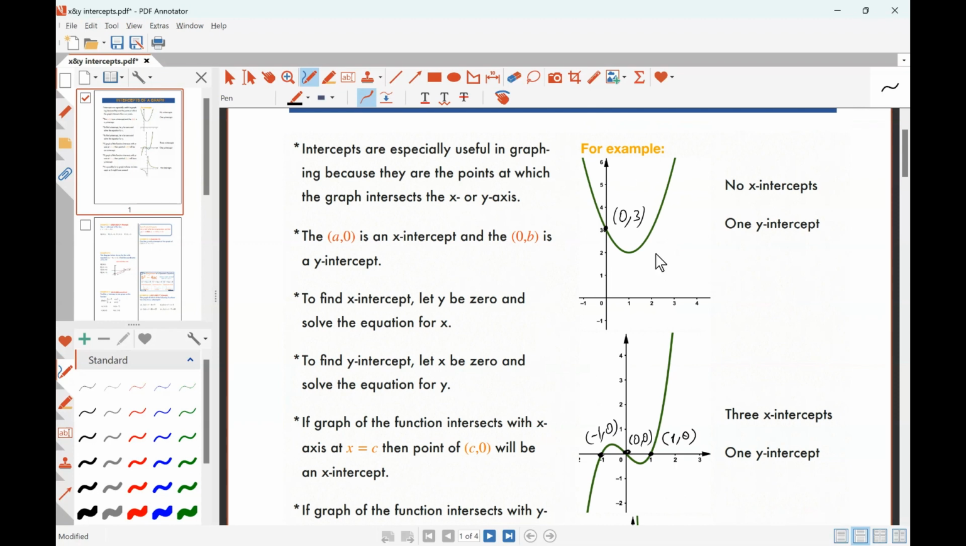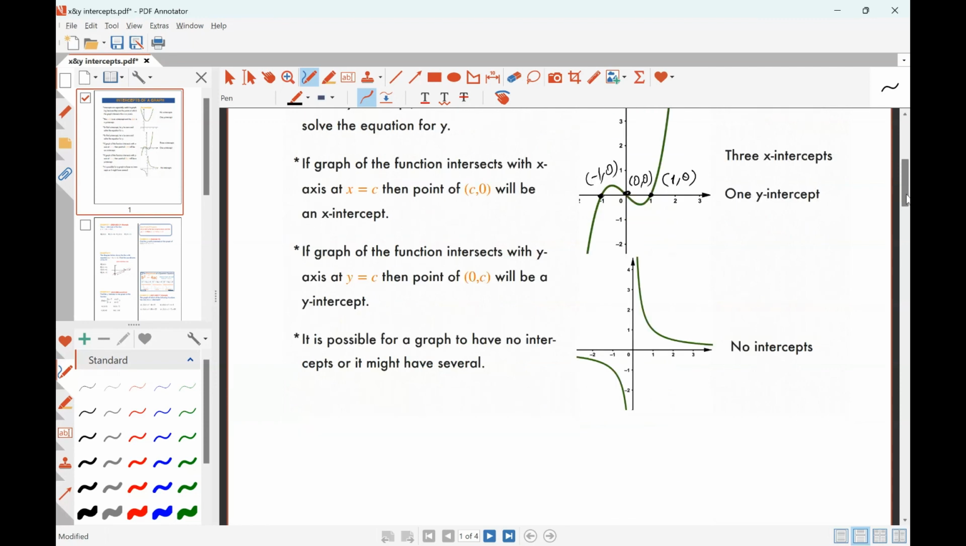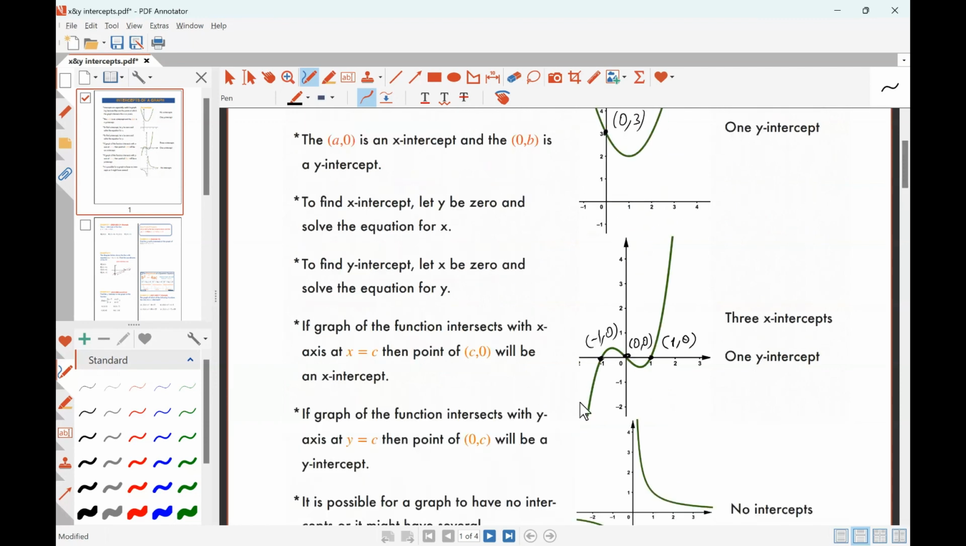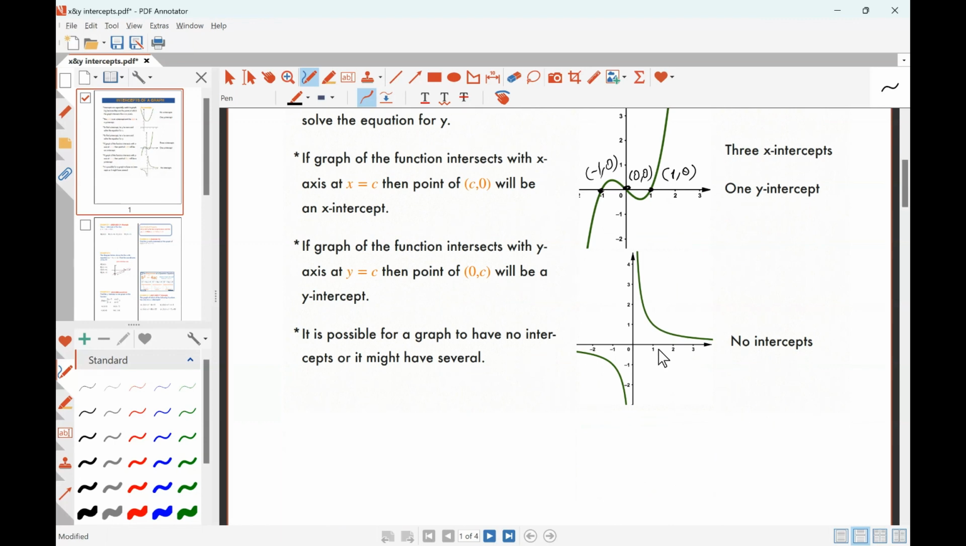For example, in the first graph, we have only one y-intercept, but there is no x-intercept because the graph is not touching the x-axis. In the second graph, there are 3 points on the x-axis that the graph is crossing, so we have 3 x-intercepts. On the y-axis, there is only one point that the graph is touching, so one y-intercept. In the last graph, the graph is neither touching the x-axis nor the y-axis, so we have no x and no y intercepts.